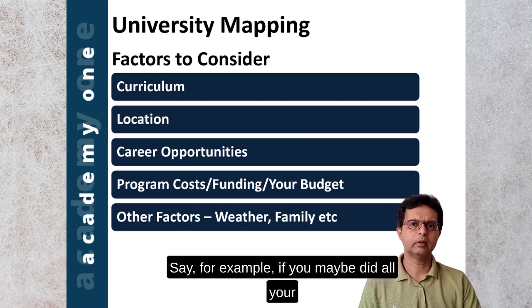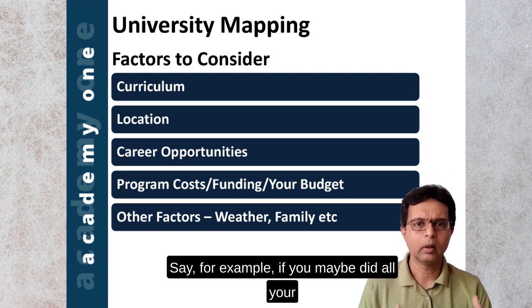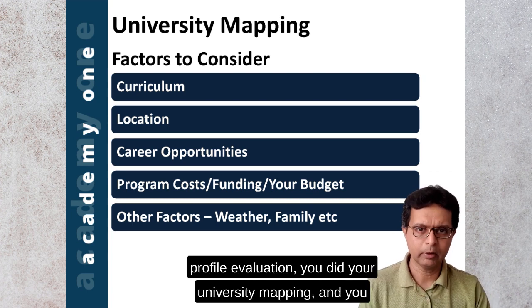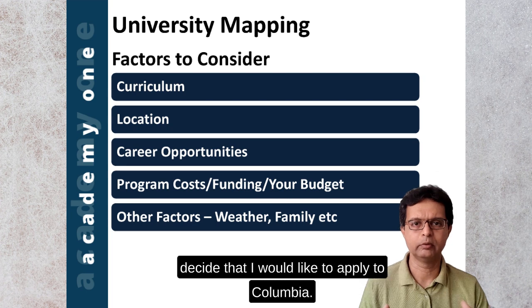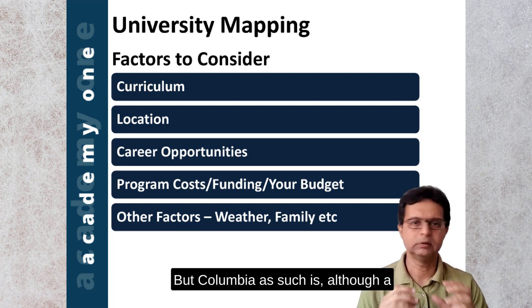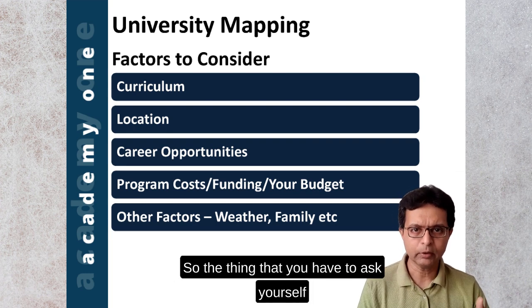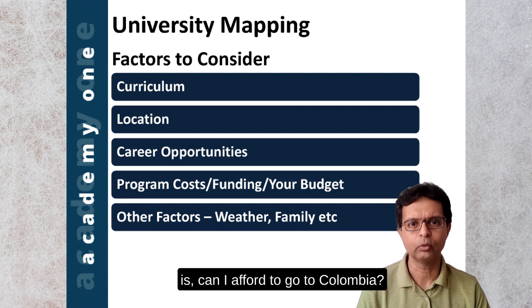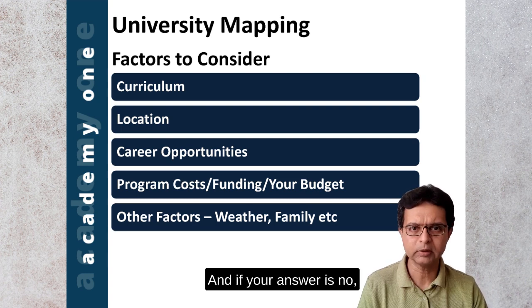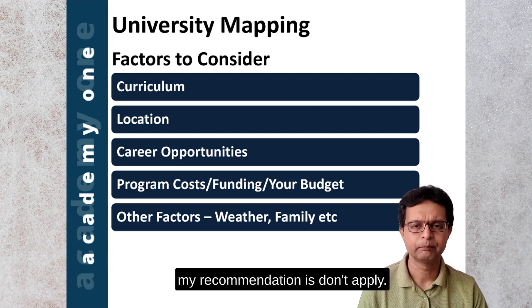Say, for example, you did all your profile evaluation, you did your university mapping, and you decide that you would like to apply to Columbia. But Columbia, although a great school, is a slightly expensive school. So the thing that you have to ask yourself is, can I afford to go to Columbia? And if your answer is no, my recommendation is don't apply.